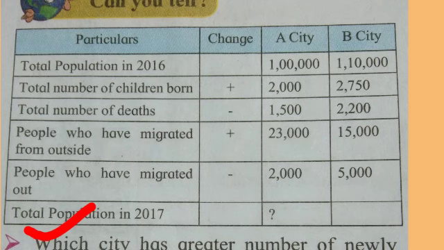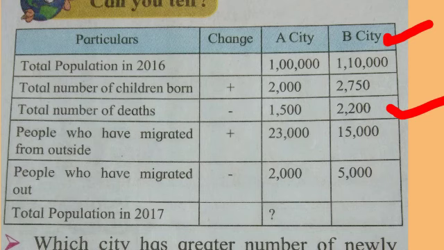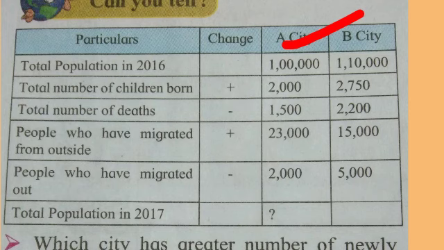First question, which city has greater number of newly born children? B city has greater number of newly born children. Second question, which city records greater number of deaths? Answer, B city records greater number of deaths. Third question, looking at the figures of in-migration and out-migration, which city has received more migrants? Looking at the figures of in-migration and out-migration, A city has received more migrants.